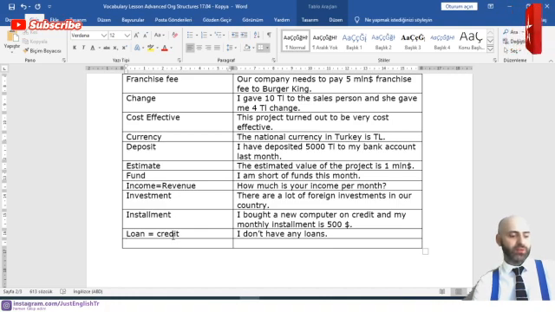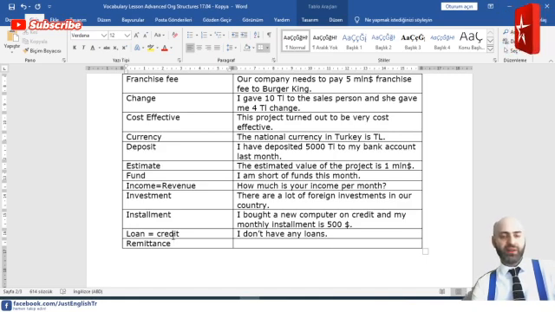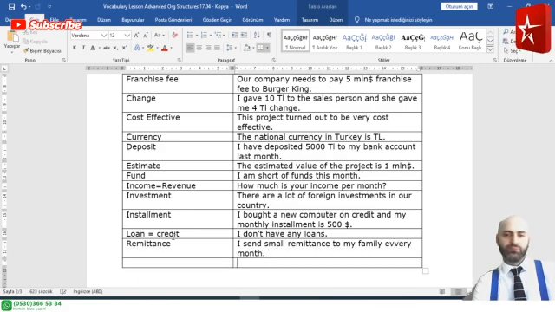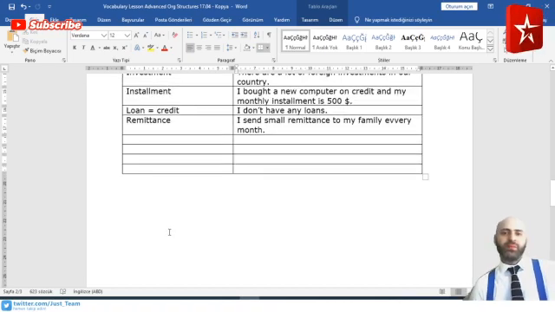The next word that I will explain to you is remittance money. This is the amount of money you send to someone in your home country. For example, I'm originally from Georgia and my family lives in Georgia, but I live in Turkey. So every month I send some money to my family, and this money is called remittance. I send a small remittance to my family every month.